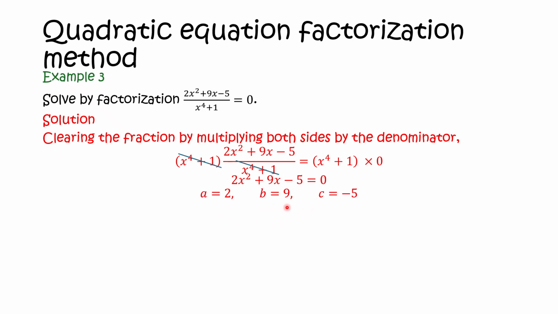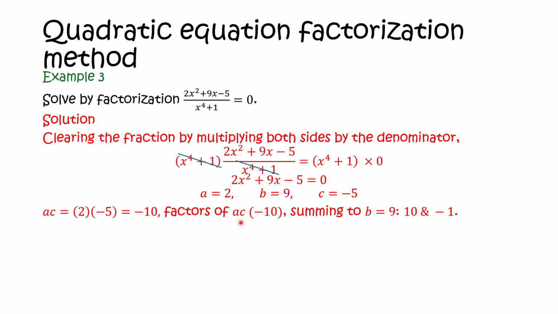Now, from there, we are going to get the coefficient of x squared is 2, which is a, the coefficient of x, b, equal to 9, and the constant term c being equal to minus 5. Now, the product AC, we get 2 times minus 5, which is minus 10, and the factors of AC, which is minus 10, summing up to b of 9. The factors are 10 and minus 1. So, in place of the b, we put the new factors so that we have 2x squared plus 10x minus x minus 5 is equal to 0.